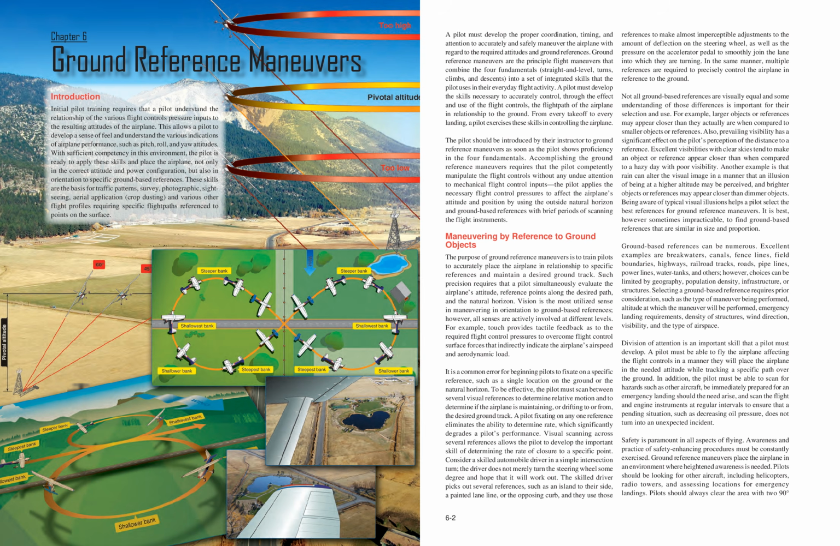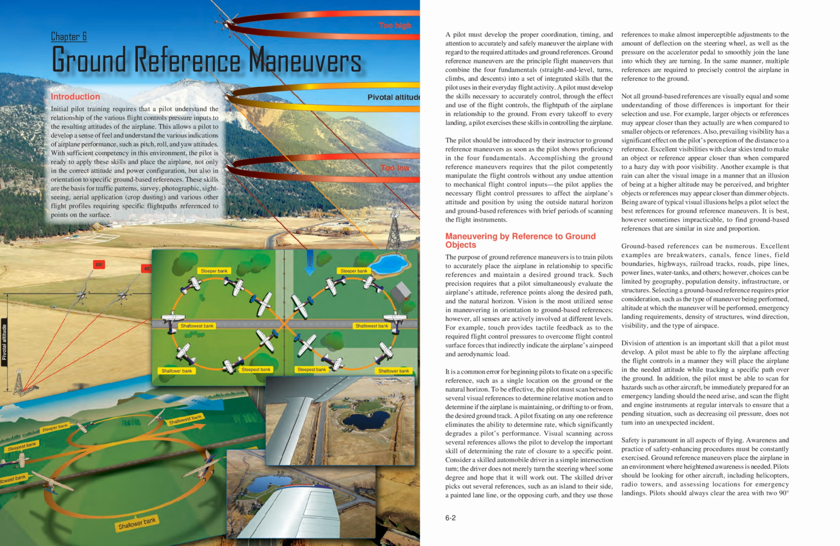It is a common error for beginning pilots to fixate on a specific reference, such as a single location on the ground or the natural horizon. To be effective, the pilot must scan between several visual references to determine relative motion and to determine if the airplane is maintaining, or drifting to or from, the desired ground track. A pilot fixating on any one reference eliminates the ability to determine rate, which significantly degrades a pilot's performance.